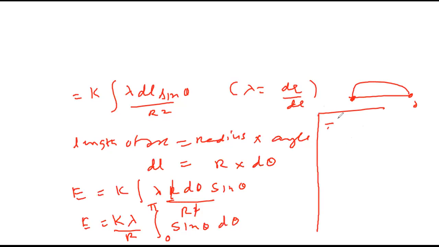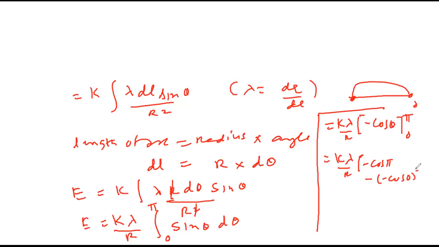So I can say this is nothing but K lambda by r. The integration of sin is minus cos theta from 0 to pi. So this is K lambda by r times minus cos of pi minus of minus cos 0. Cos pi is minus 1, minus minus plus cos 0 is 1. 1 plus 1 will become 2. So it is 2K lambda by r. Formula got it? 2K lambda by r, if it is at the center of a semicircular arc.